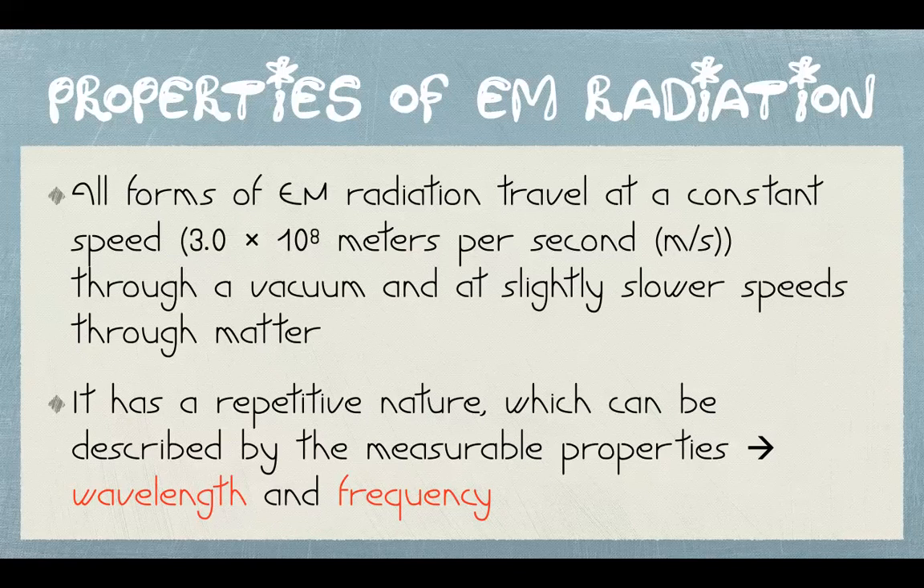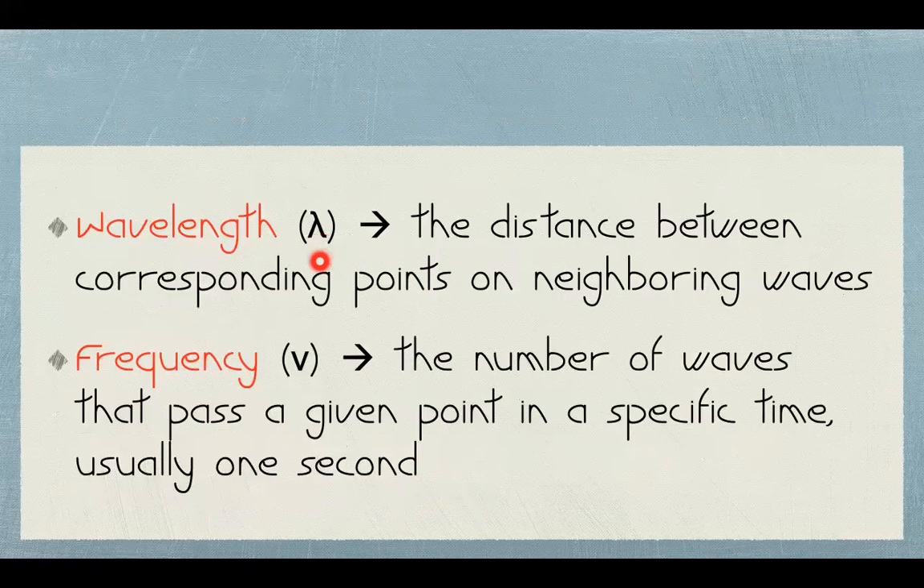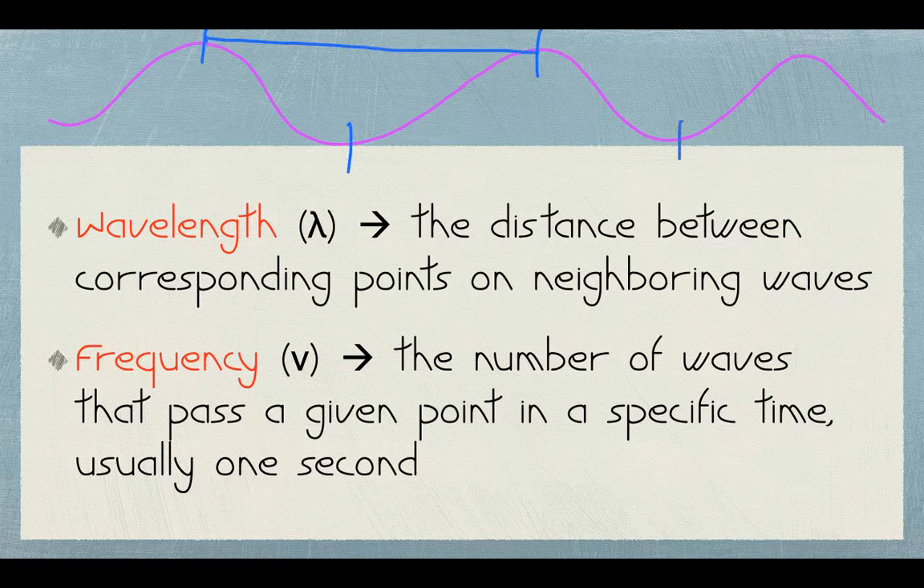So wavelength, and I believe it's lambda, a Greek letter that's used to represent wavelength, is the distance between corresponding points on neighboring waves. So for example, let's just draw a wave like that. The wavelength is the distance between the crests of the wave, from crest to crest, or you can go from valley to valley. So the shorter the distance between waves, the shorter the wavelength is.